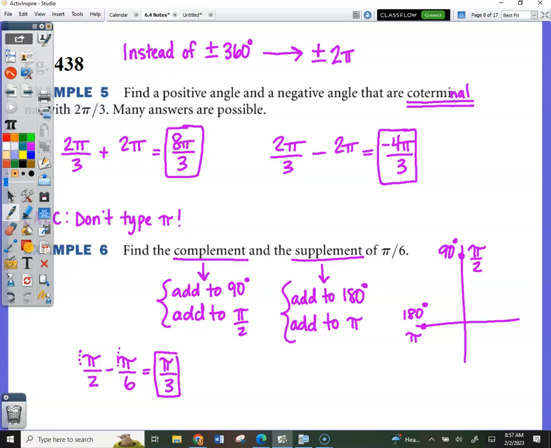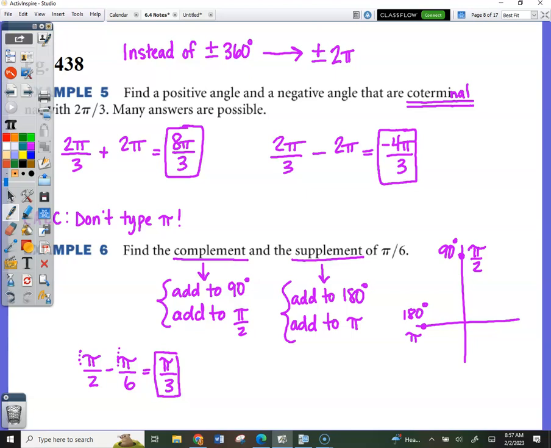So if I took pi over 6 and added it to pi over 3, I would end up with pi over 2. You could always confirm these by going in the reverse direction with it, right? So you could check yourself. I have to say it before you wreck yourself.